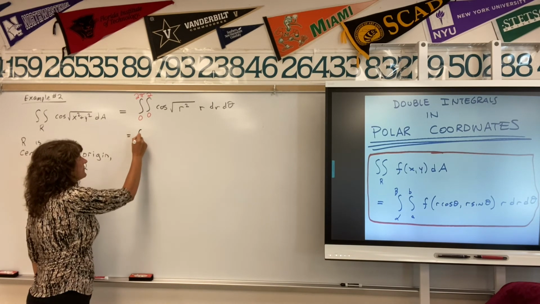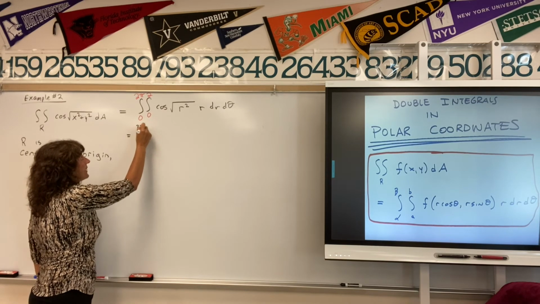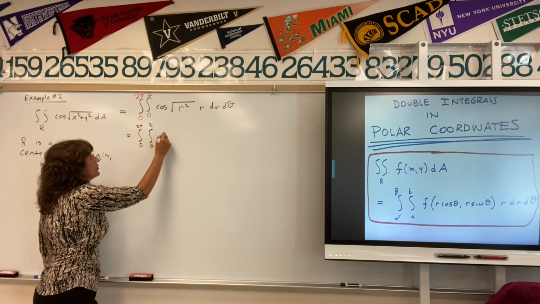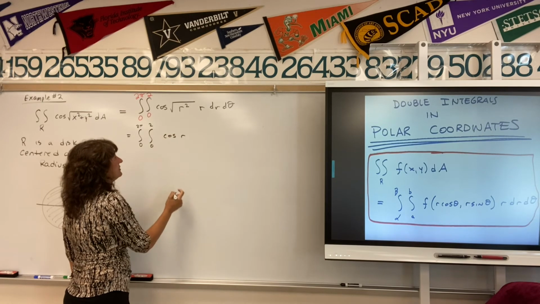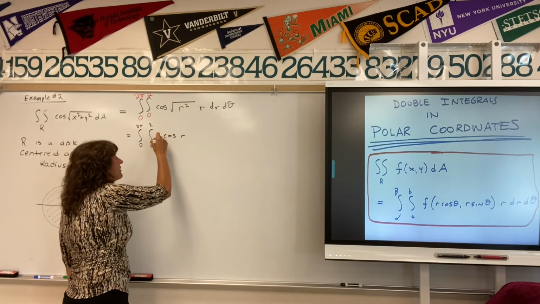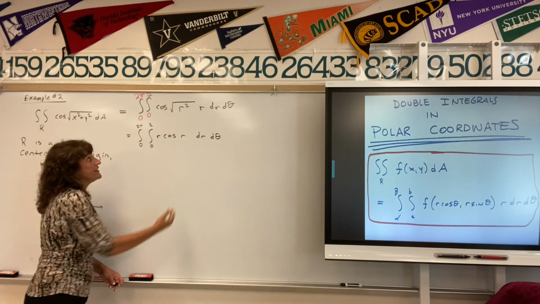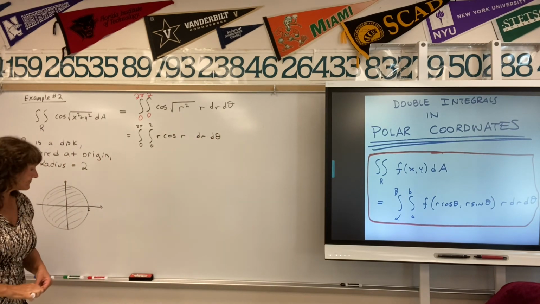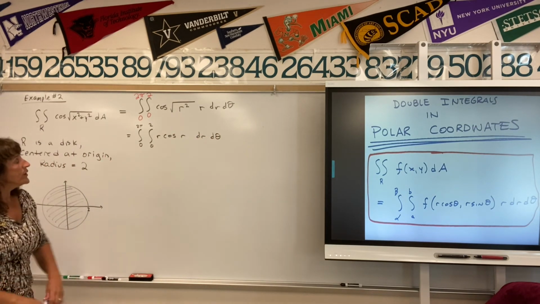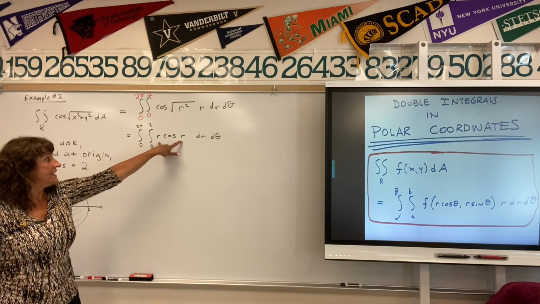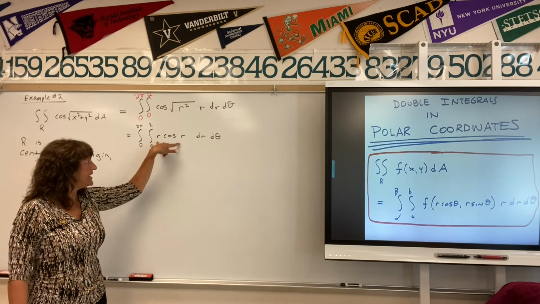Okay, so we can simplify that. So 0 to 2 pi, okay? And 0 to 2, we have cosine of r, times, I'm going to put this r out front, and then dr d theta. So I'm just rewriting that, rearranging that. All right, now we want to integrate. So how do you integrate?